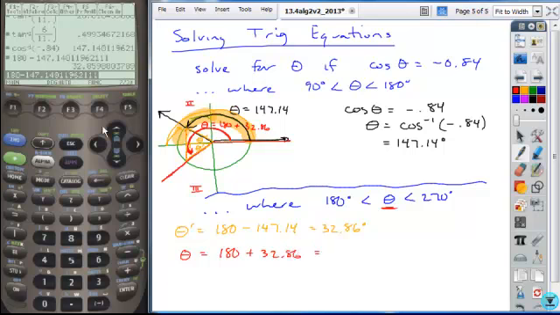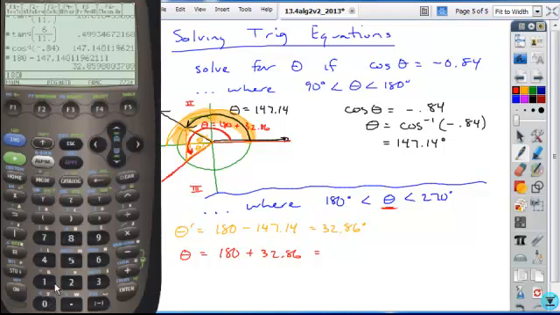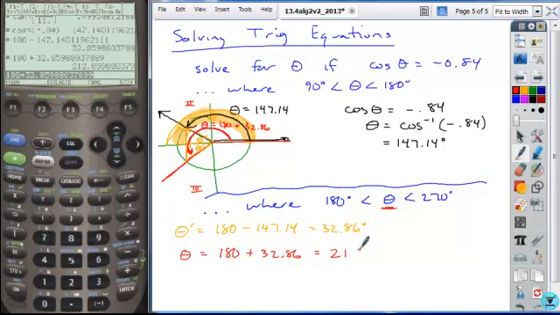So the actual angle that we're looking for here is going to be 180 plus this measure that we just found. If we take 180 and add to it this running total, we get the actual angle that falls between 180 and 270, which is 212.86 degrees.